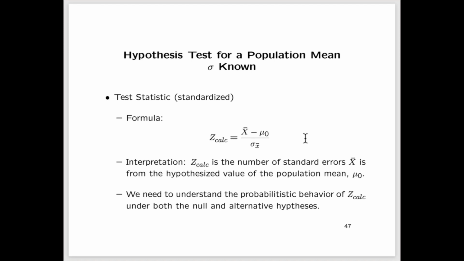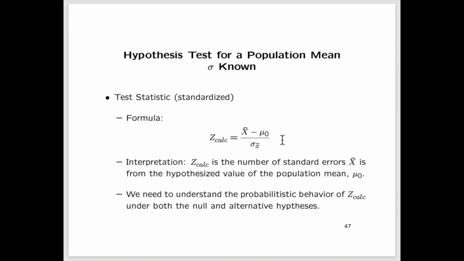Well, zcalc is the number of standard errors that x bar, the sample mean, is from the hypothesized value of the population mean mu sub 0. So the numerator is the deviation from, we can think of it as a distance, but it's a signed distance, okay, that x bar is from the hypothesized value of the mean. And the units of that signed distance would be the same as the units of the data.